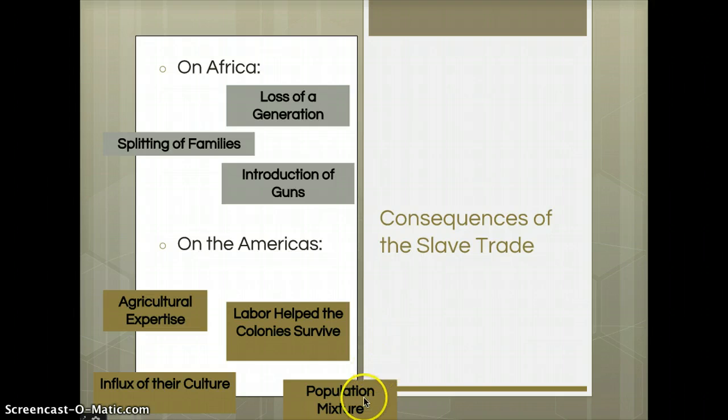Okay, and last here is population mixture. So a while back we looked at the triangle of the social classes with the peninsulares on top, if you remember, and we'll talk more about that. So all of a sudden there's a new group of people lower on the totem pole, if you will, and they start to blend, right, Africans and Europeans, Africans and Native Americans. And so we start to see a mixture of the population whose legacy is evident today in North and South America.